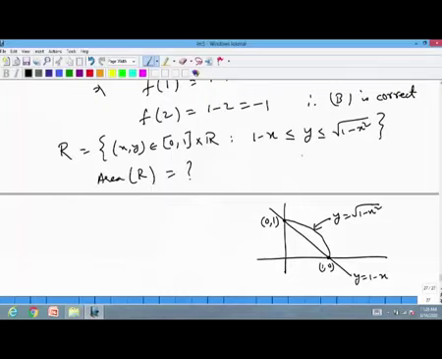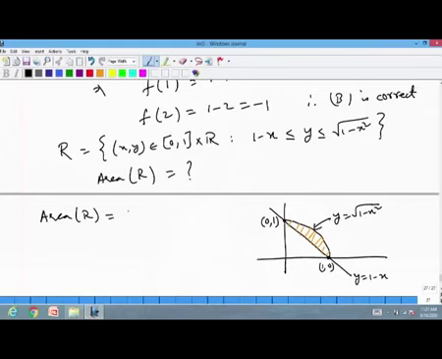Now, this region is bounded from above by the curve y equal to square root of 1 minus x square and from below by 1 minus x. So, the region is this region. Here you do not even have to integrate to find this area, because this area of R is nothing but the area of this quarter circle minus the area of this triangle.